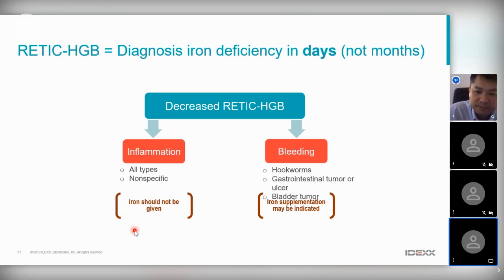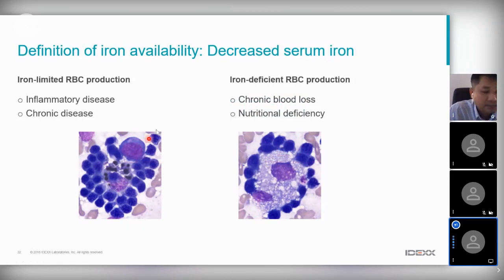Ok. So this is what we have described as iron limited RBC production because of some inflammatory chronic disease, or this is some iron deficient. So in the iron deficient, we see that the iron is not there, and these are the macrophages and these are the red blood cells. So this is a nutritional deficiency.